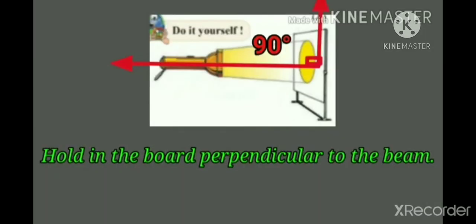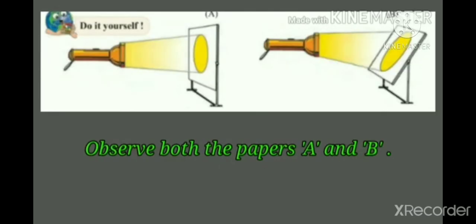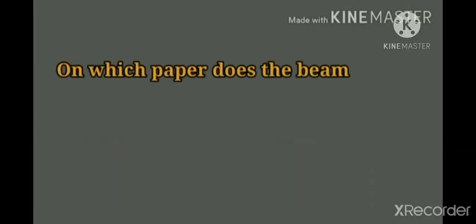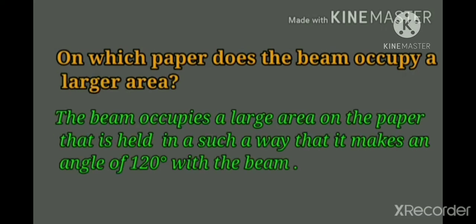Hold the board perpendicular to the beam so that it makes 90 degrees. The outline of the area lit up by the beam, name the paper A. Means whatever area the beam is falling on the paper, you have to name it A. So we have both papers, A and B. On which paper does the beam occupy a larger area? Now tell me, which paper occupies a larger area?